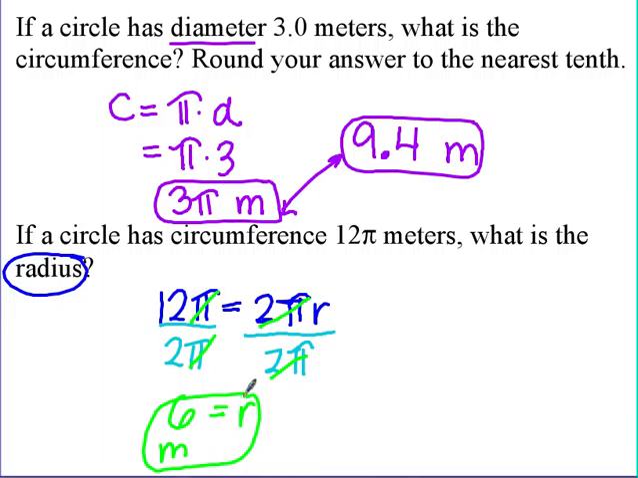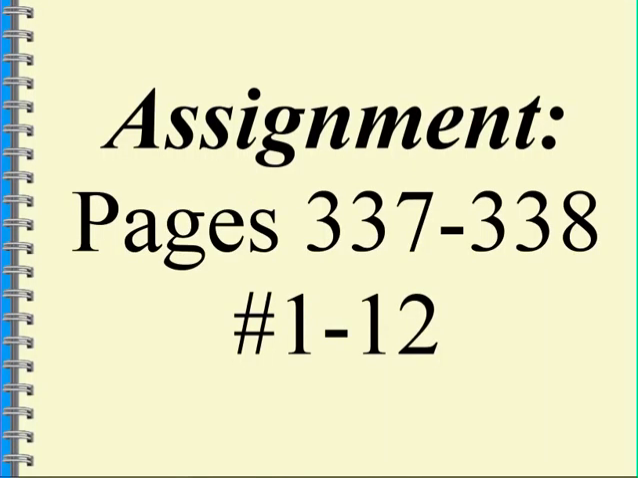So that is essentially what you're doing today. Any questions? What's the formula for circumference with the diameter? Pi times diameter. What's the formula for the circumference with the radius? 2 pi r. Good. So this is what you need to do on pages 337 to 338, 1 through 12. Okay?